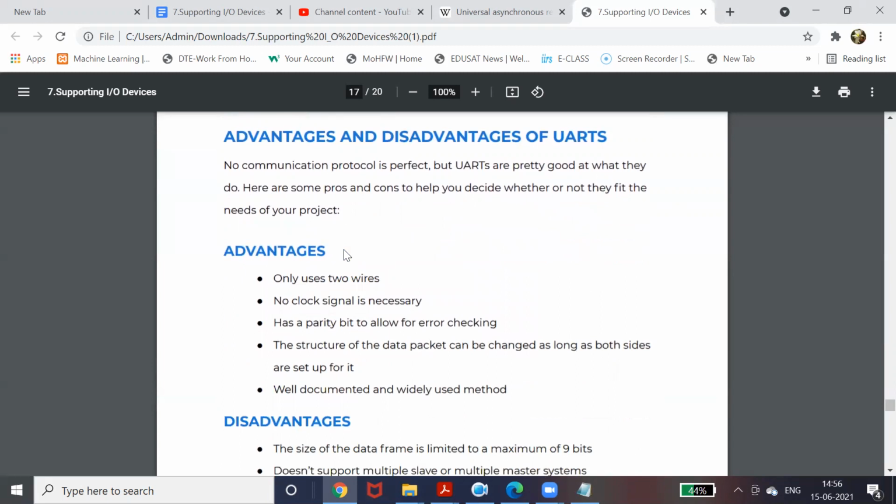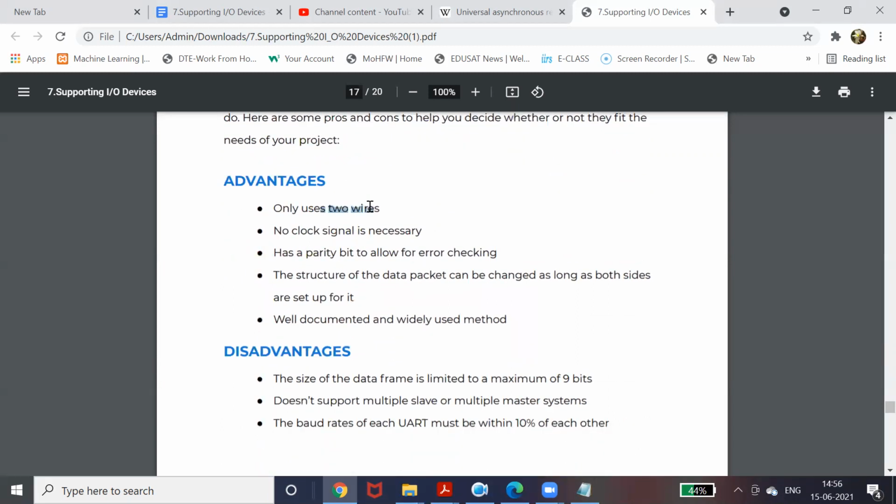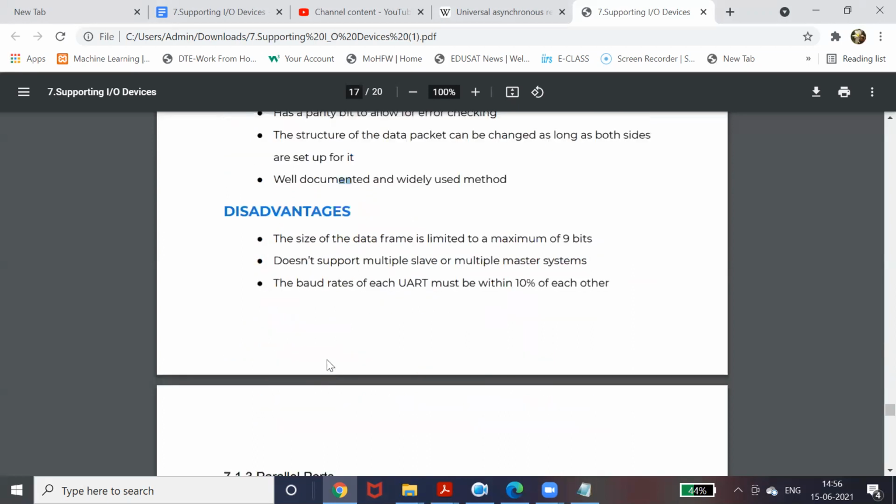So what are the advantages and disadvantages of UART? The advantages: it uses 2 wires, no clock signal is necessary, it is an asynchronous one. Then a parity bit is provided for error checking, that is one of the advantages. It is well documented and widely used. The structure of the data packet can be changed, and it is easy to identify the structure of the data packet on both sides, which will be the same.